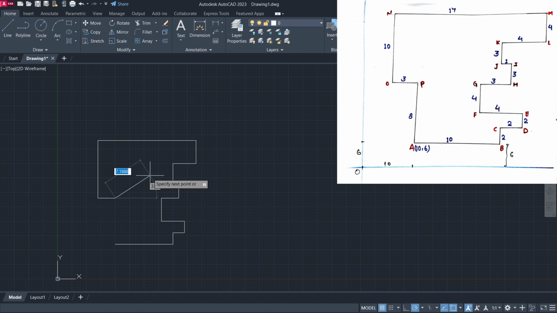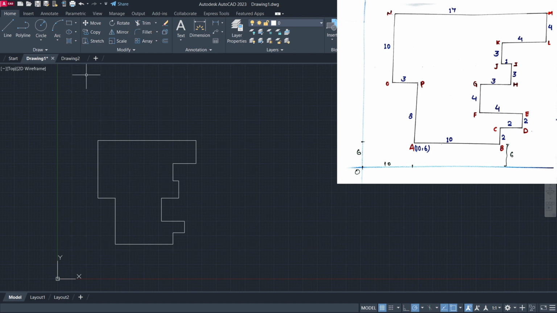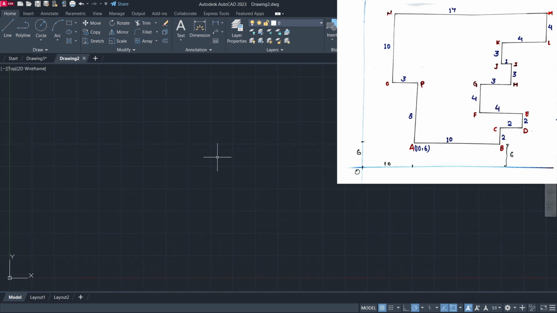And then if you want to close this figure, you can press C and then enter. You can see here the figure has been closed. And now if you want to draw the same figure by the relative coordinate system, we can do the same. Let us go to another drawing here. I have added one drawing. So here it is the absolute coordinate system, and here it is the relative coordinate system.